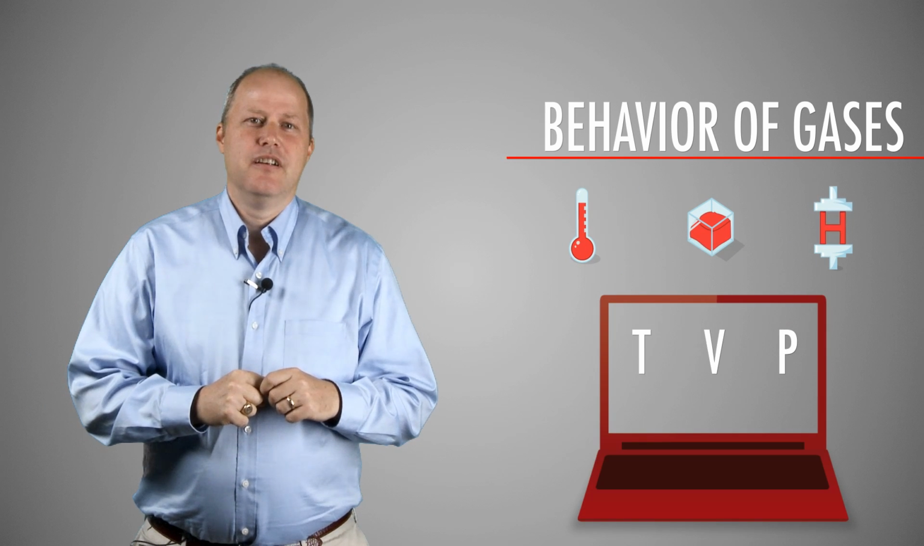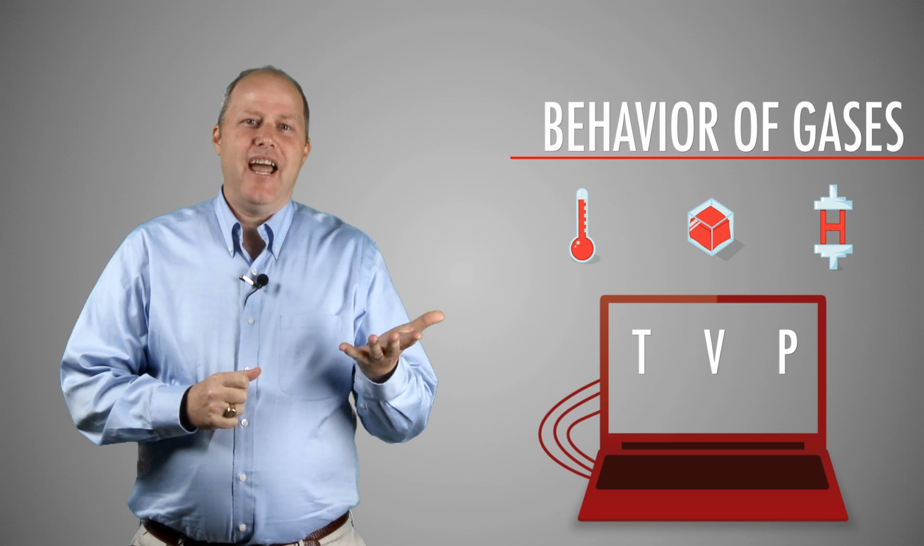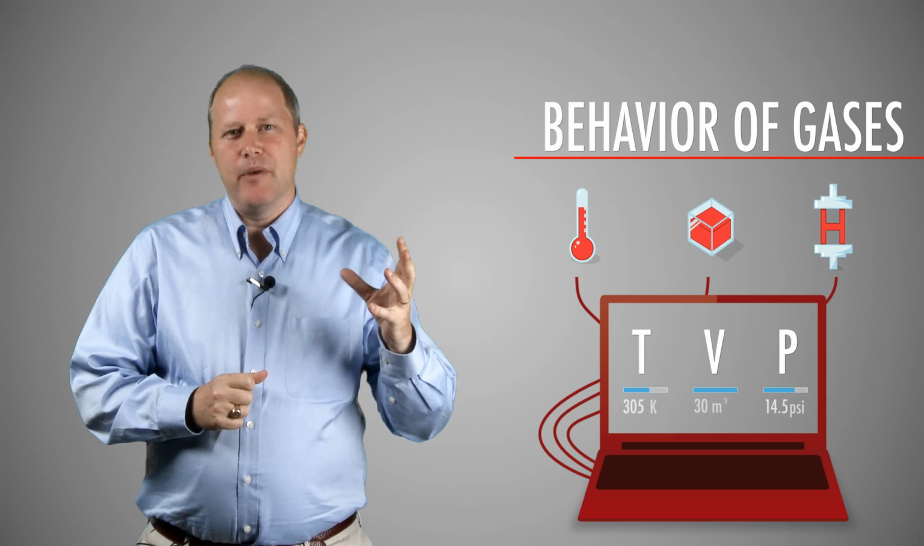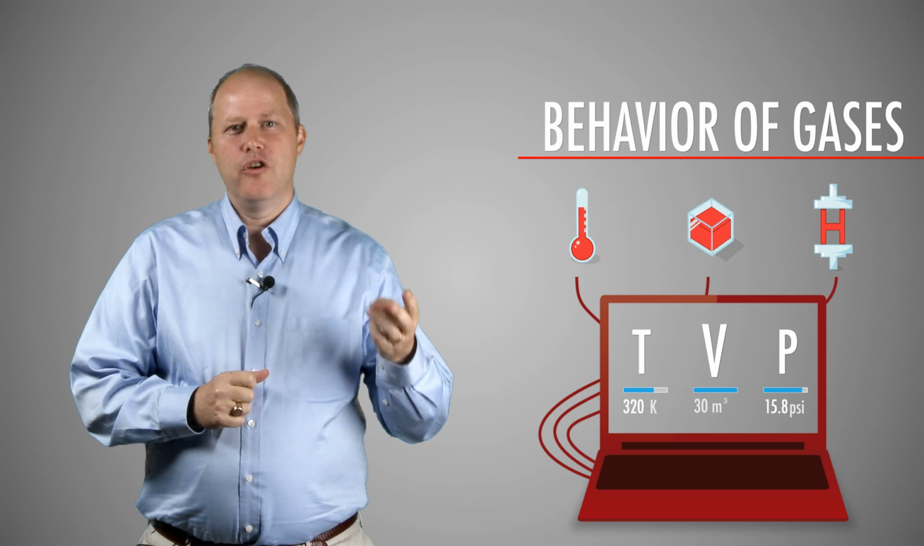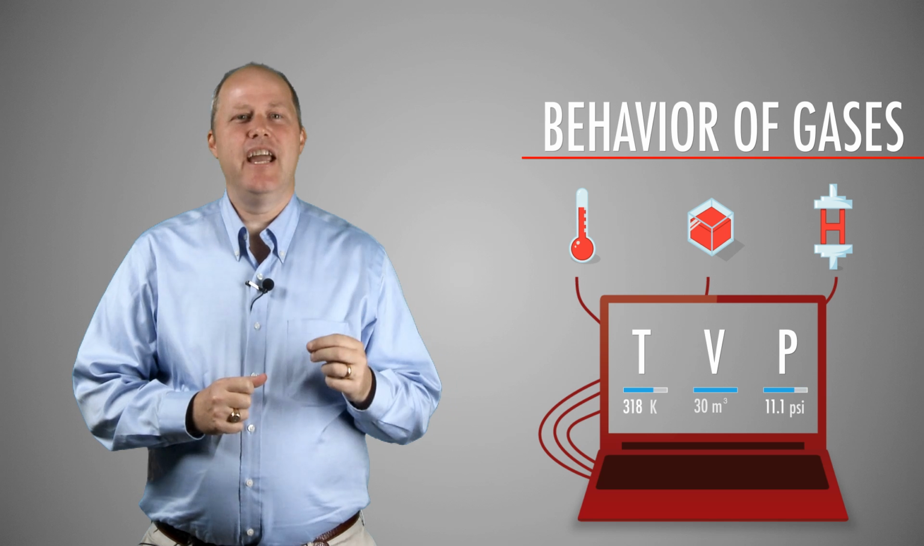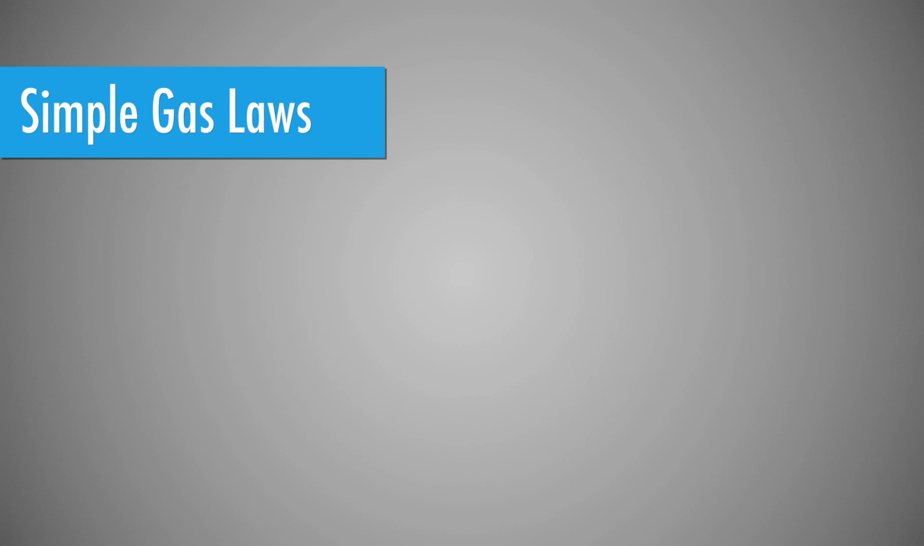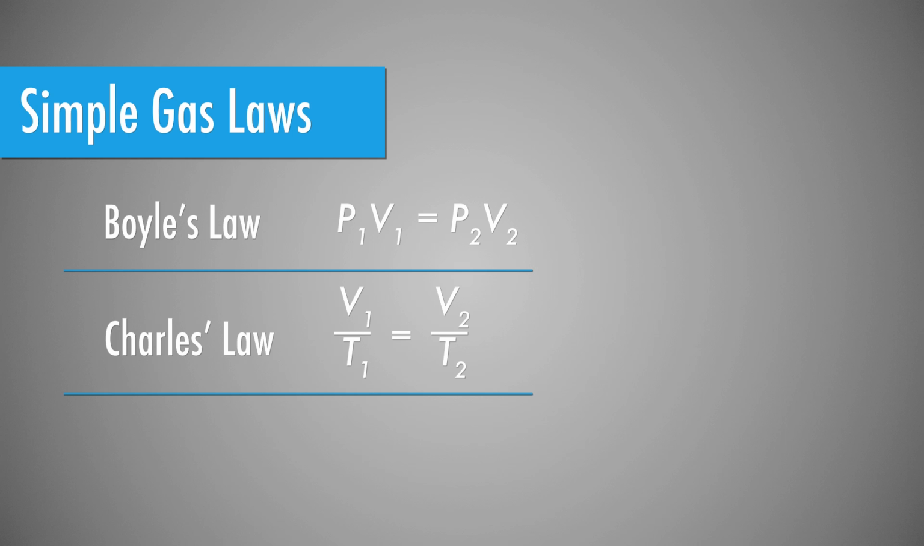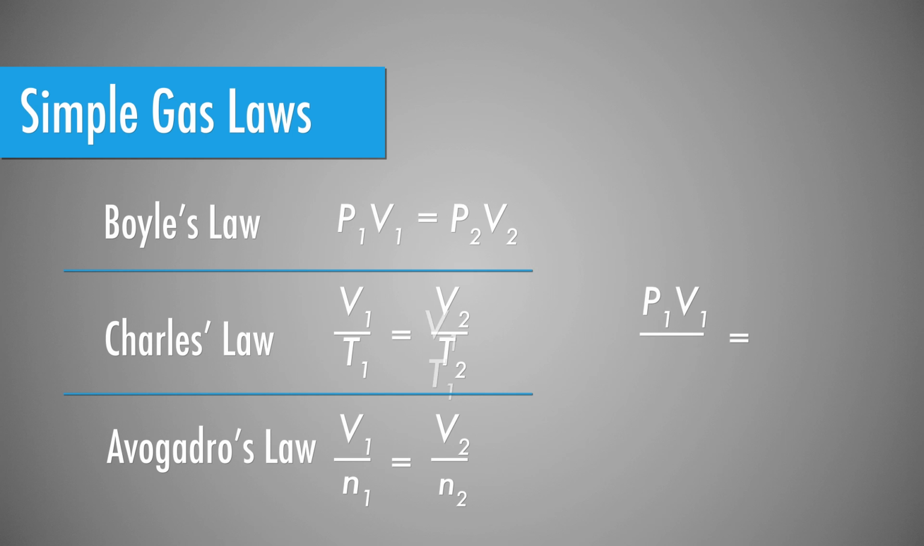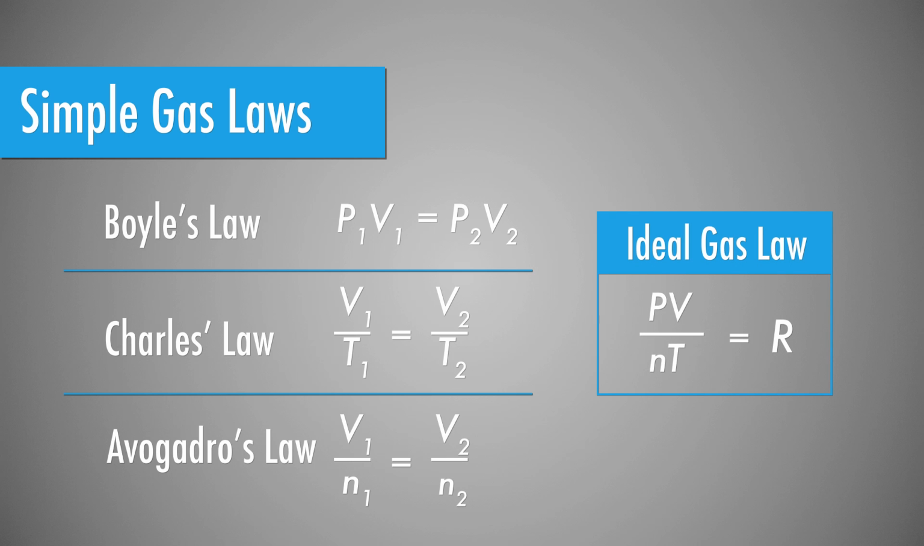molecules. So if we go into the lab, we can do a lot of experiments measuring pressure and volume and temperature and seeing how they're related. And we see there are some very simple mathematical relationships between the properties. And from these we derive the simple gas laws: Boyle's law, Charles' law, Avogadro's law. And we can put those all together into a combined gas law or ideal gas law.